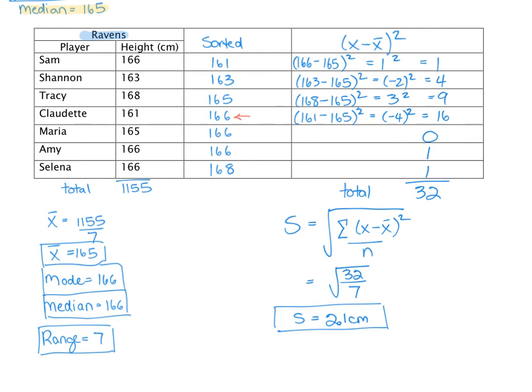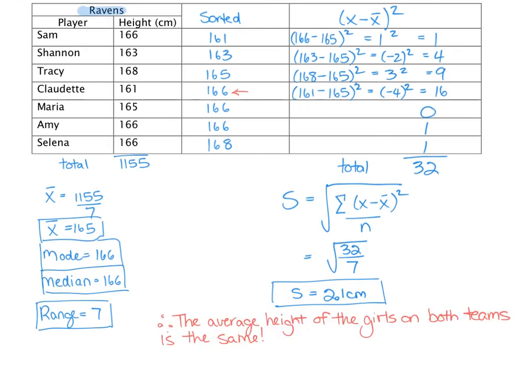Okay, so if we're comparing the data, one thing to note is that the average height of the girls on both teams is actually the same. However, the heights on the Falcons are a lot more spread out, right? The heights vary a lot more on the Falcons compared to the Ravens. Okay, so you're going to go ahead and do some practice on this.